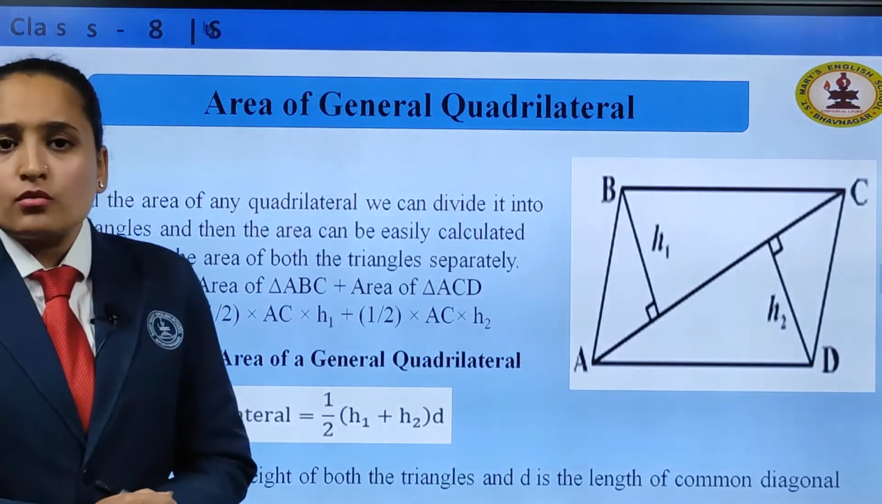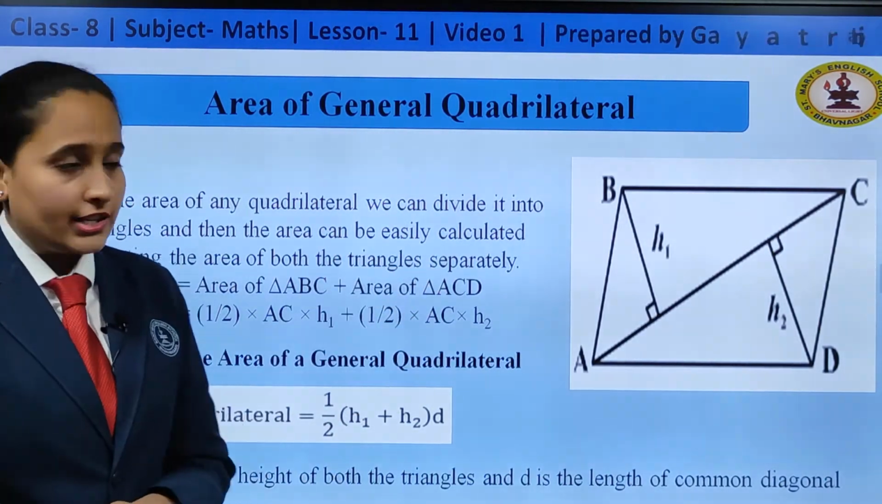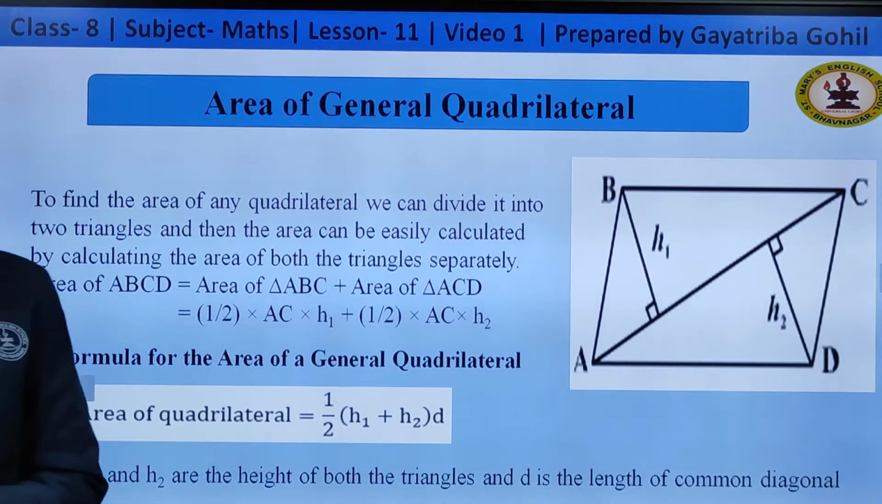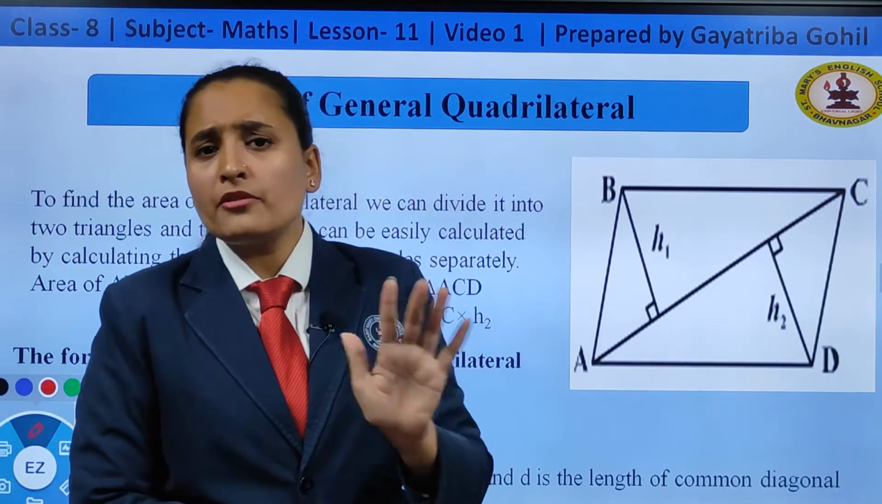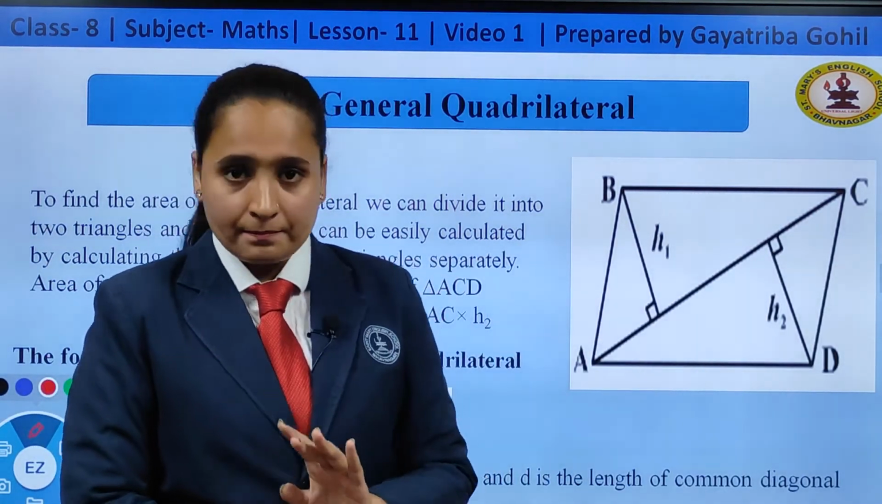Now, what if it is a general quadrilateral? There is a formula which can be used for general quadrilaterals. To find the area of any quadrilateral, we can divide it into 2 triangles, and then the area can be easily calculated by calculating the area of both the triangles separately. For example, I have a quadrilateral over here. The name of the figure is not specified. It can be a square, rectangle, parallelogram, whatever.